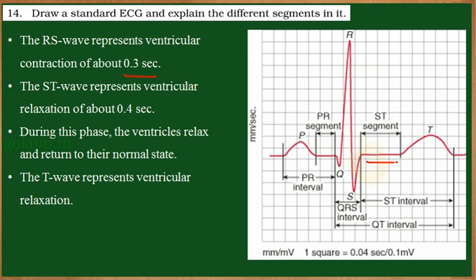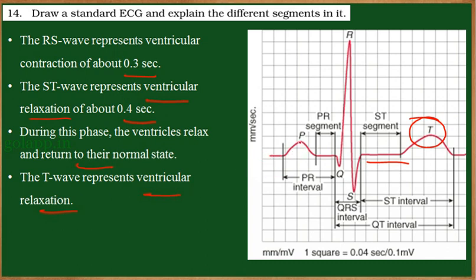Now the remaining ST segment represents ventricular relaxation. Soon after the ventricles contract, they relax, and this is about 0.4 seconds, and this relaxation is represented by the ST wave. During the ventricular relaxation, the ventricles return to their normal position. It comes back to its normal state, and the T wave represents the complete relaxation of the ventricle. So it is of ventricular origin.